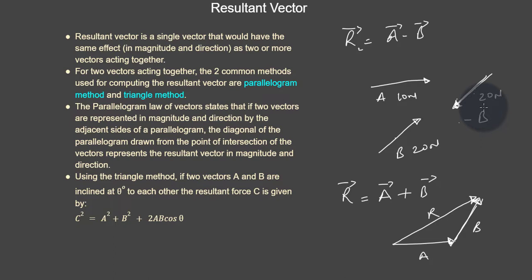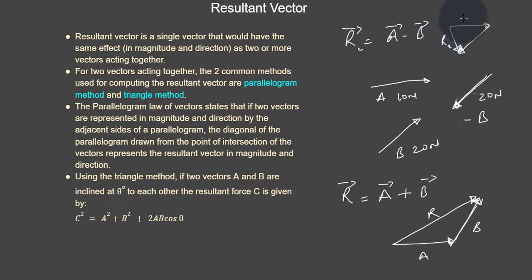So if you want to calculate A minus B, what that means is you're going to get the vector A, which is this, right? Then to get minus B, you go in the opposite direction. So the resultant vector will be something like this. So this will be the resultant vector. So this is R2.